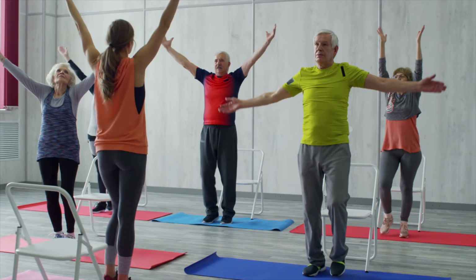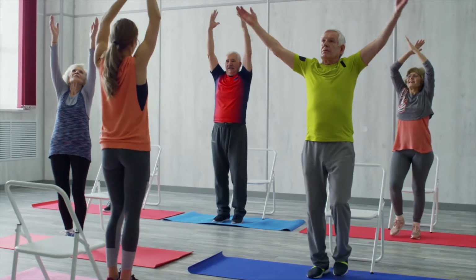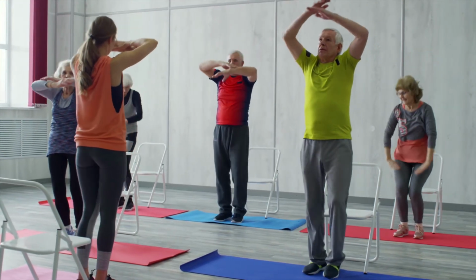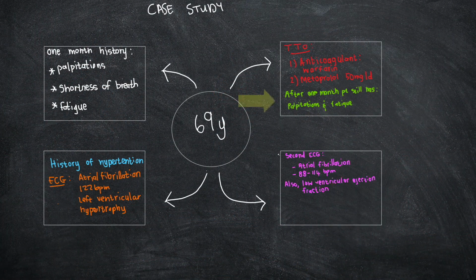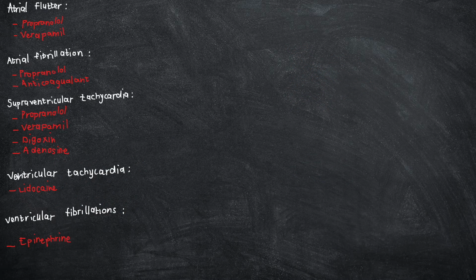Let's get back to the case study. Have you figured out the answer yet? I thought so. So let's work on it together. The symptoms that we see here, palpitations and fatigue, can be due to an unsteady cardiac rhythm. So we want to maintain a steady cardiac rhythm. If you look at this slide, we said that the patient was diagnosed with atrial fibrillation. So the recommended drugs are propranolol and an anticoagulant, which were both already given to the patient.